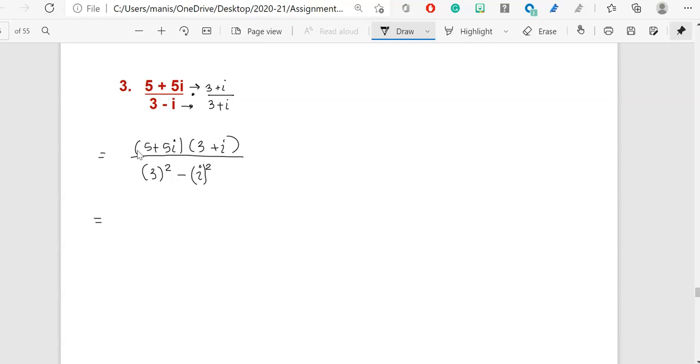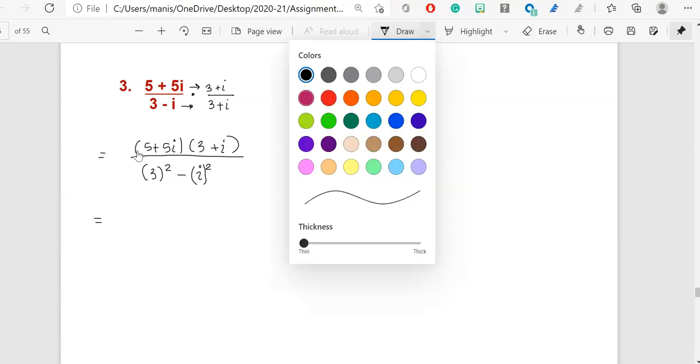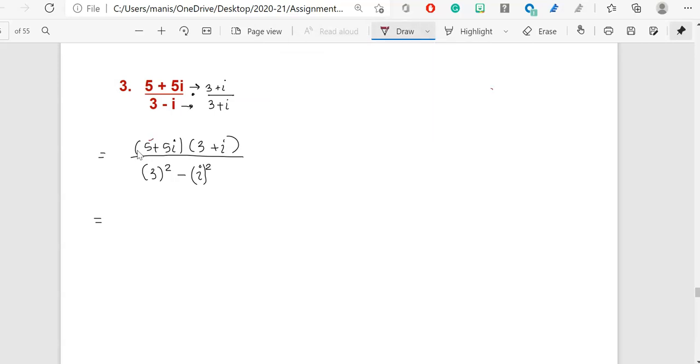There you go. Now after this, you will apply the distributive property of multiplication. What is 5 times 3? 15. Then you get 5i. Again, I need to first do the denominator: 3 times 3 is 9 minus i square. Then you take your 5i and multiply with this. It will give you 15i plus 5i square. So if you are really paying attention, you will find that all of these steps are really the same.